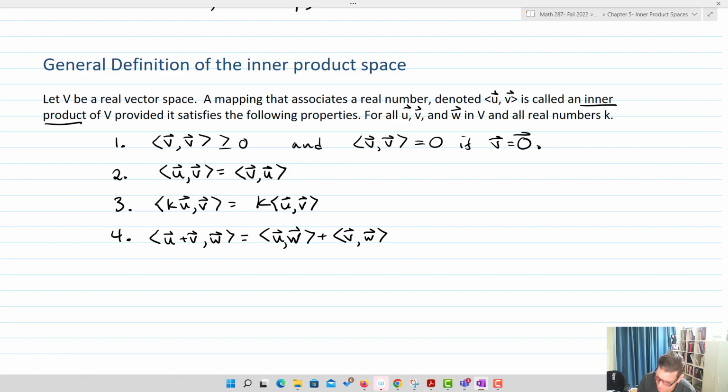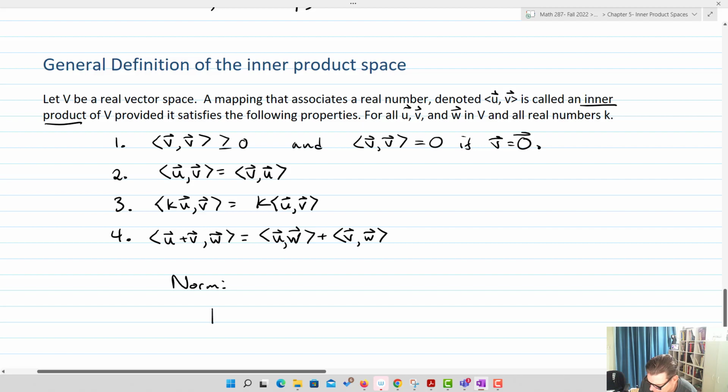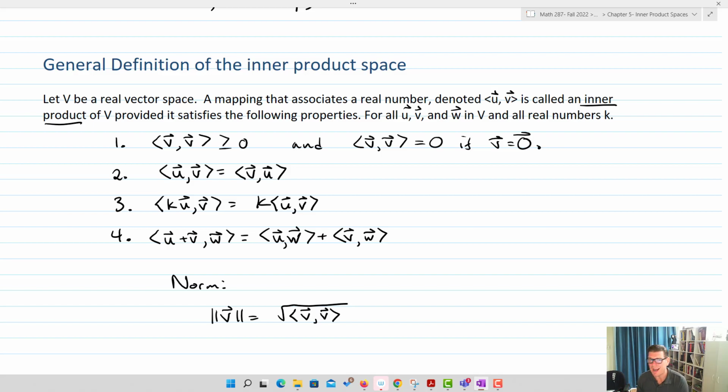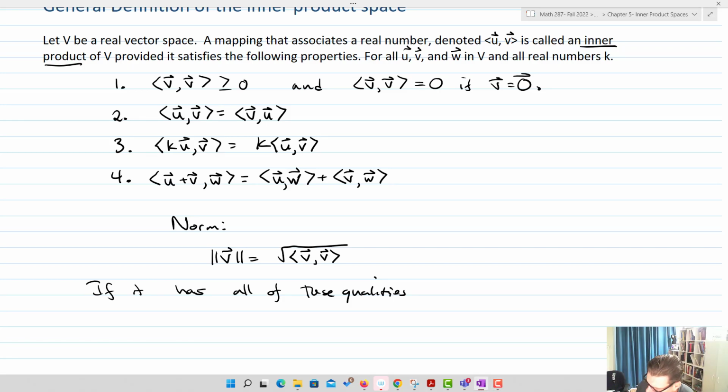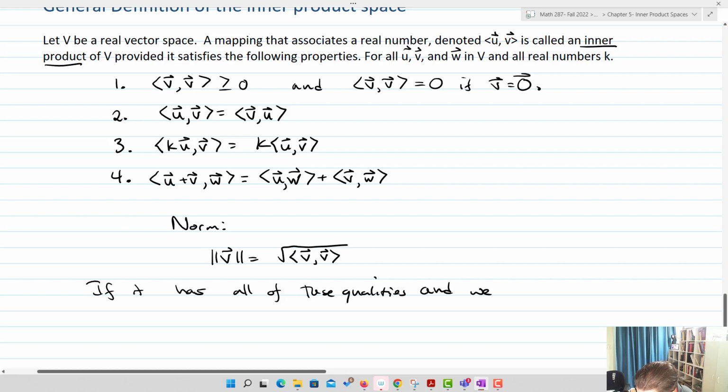Then we'll define the norm. The norm of v is exactly what we think it's going to be: the square root of v dotted with itself. Again, we don't want the norm to equal 0 unless we're dealing with the 0 vector. And if it has all these qualities, then we are defined on a real vector space.